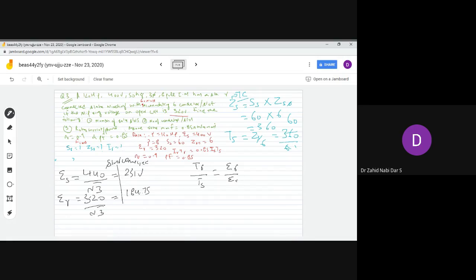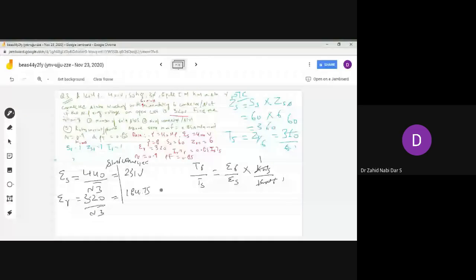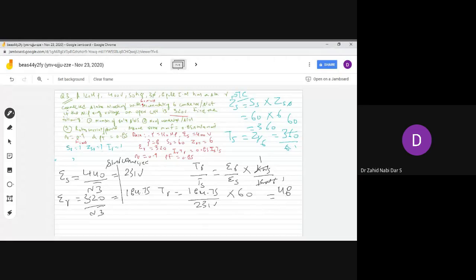Once you got these voltages, you can write TR by TS is equal to ER by ES, or into KWS by KWR if you have the winding factor also. If not, this will become 1, no problem. You can directly write TR would become ER by ES. So 184.75 divided by 231 into TS, which you have calculated as 60. When you approximate, this will come around 48.